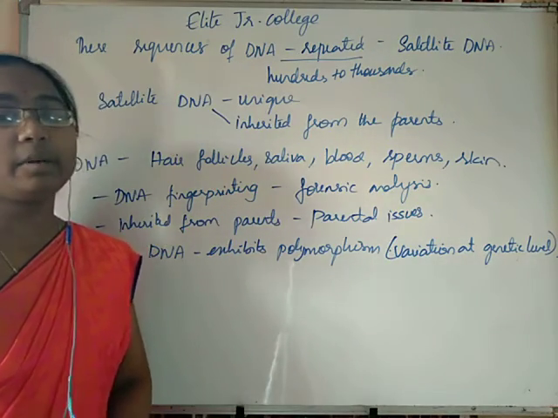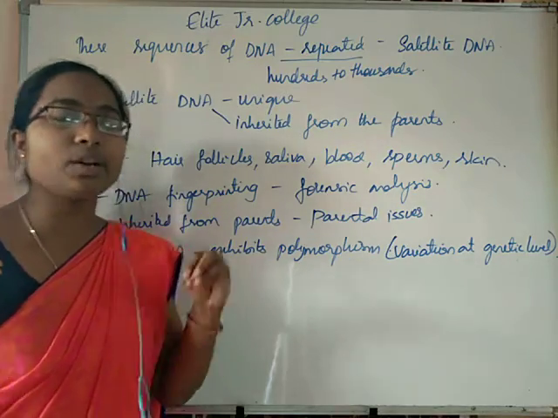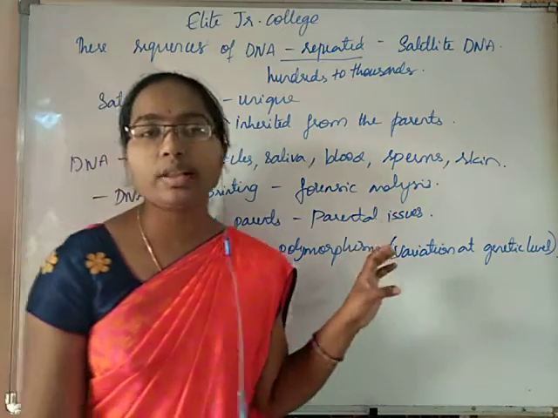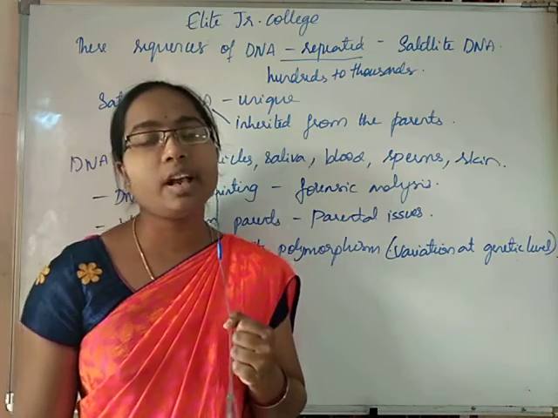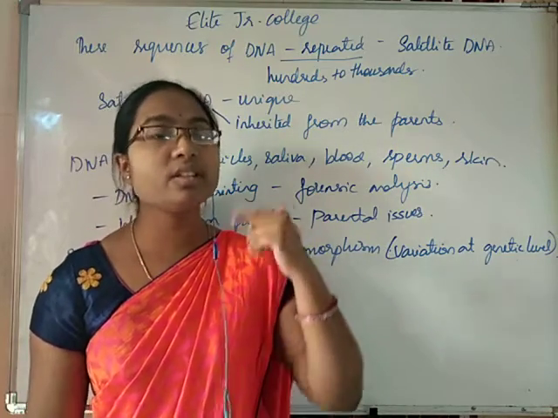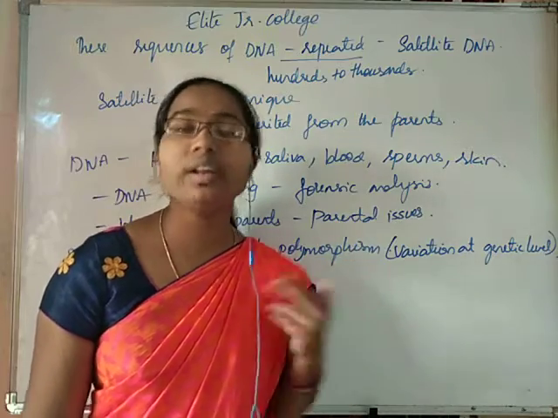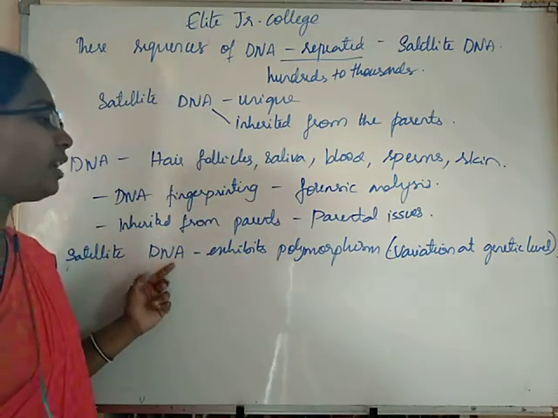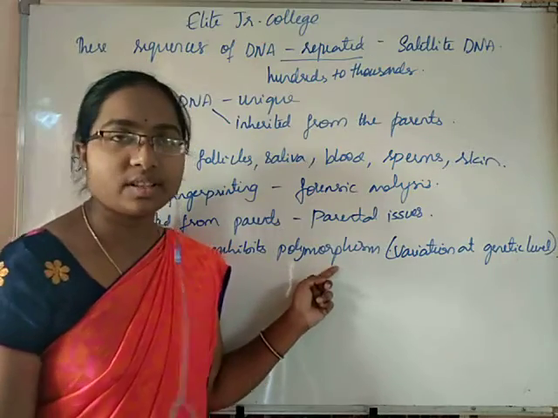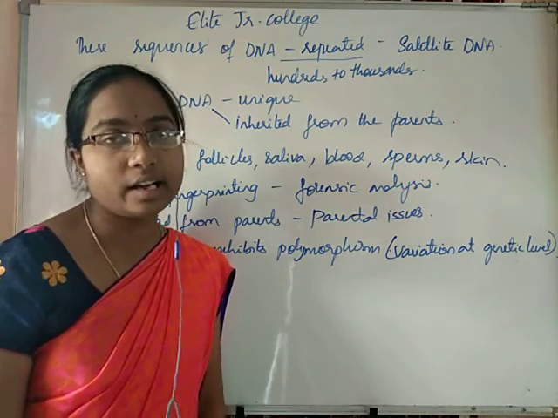Satellite DNA exhibits polymorphism. That means the repetitive sequences are not the same in all individuals. There might be differences in the sequence that is repeated, or differences in the number of times it is repeated, or differences in the order in which it is repeated. So satellite DNA exhibits polymorphism, that means it exhibits some variation at the genetic level.